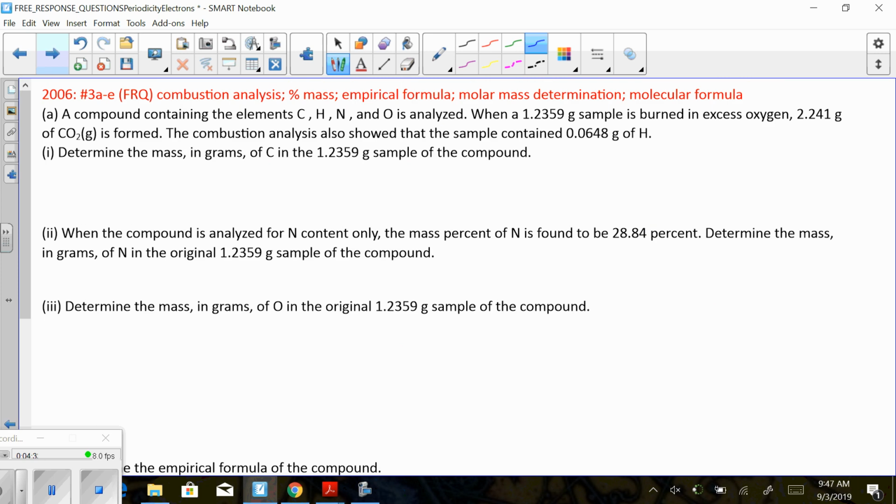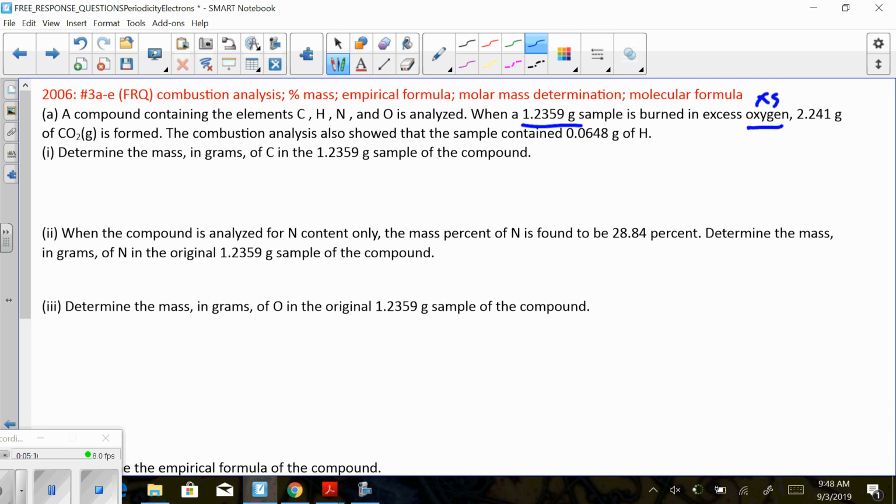Okay. Now the next question is from the year 2006. Again, it's another combustion analysis problem. We have a 1.2359 gram sample that is burned in excess oxygen, and we formed 2.241 grams of carbon dioxide. It also showed that the sample contained 0.0648 grams of hydrogen.